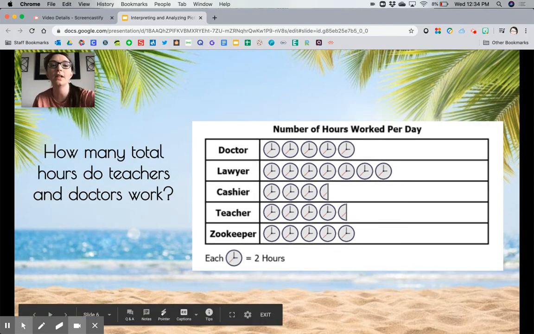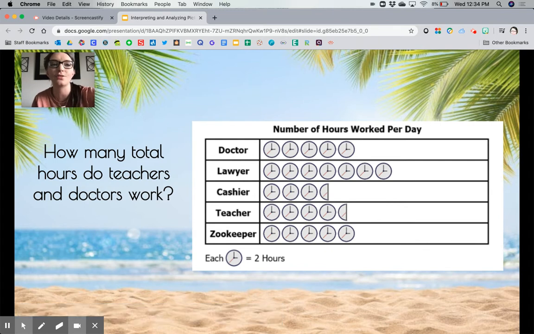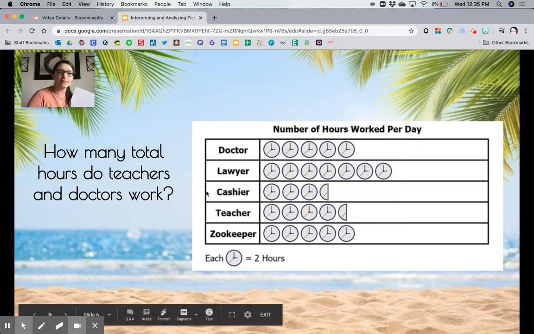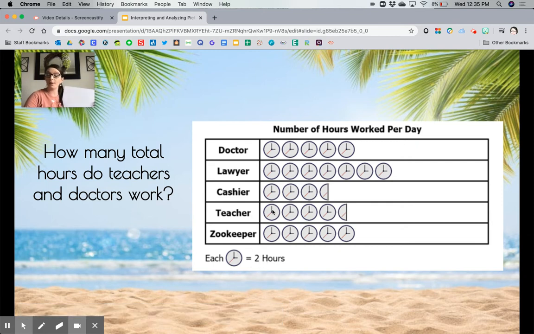How many total hours do teachers and doctors work? So what I'm going to have to do is figure out how many hours each of them works, and then I'm going to add those 2 numbers together. I'm going to start with teacher because that's the first one that's listed. So I'm going to find it on my pictograph. Now I know each clock is 2 hours, so I'm going to count by twos.